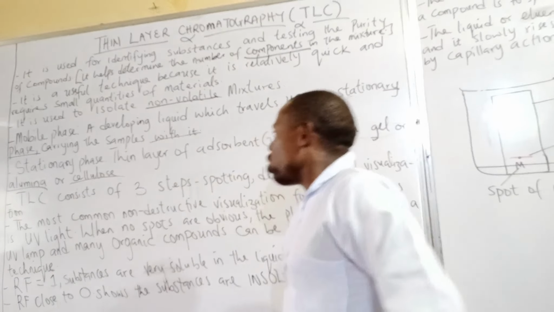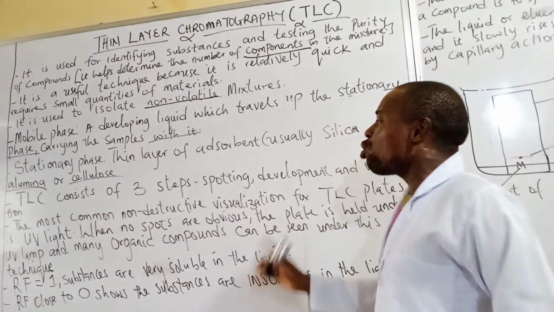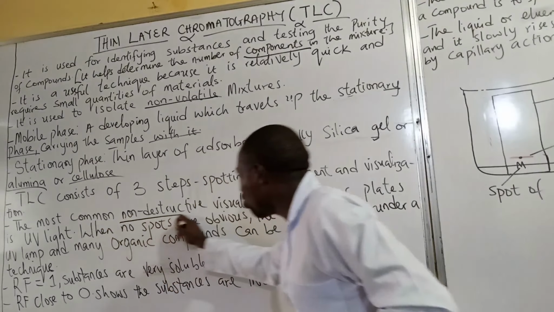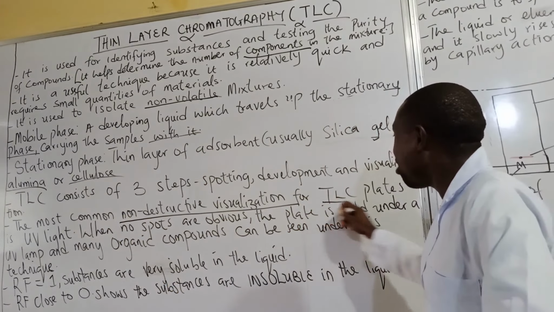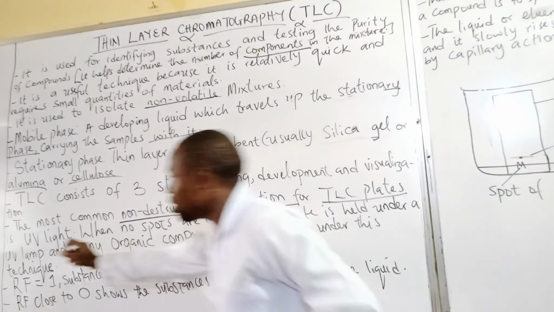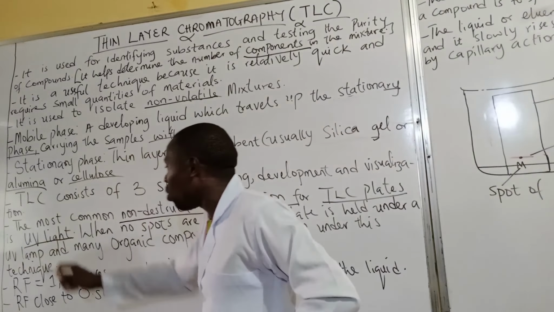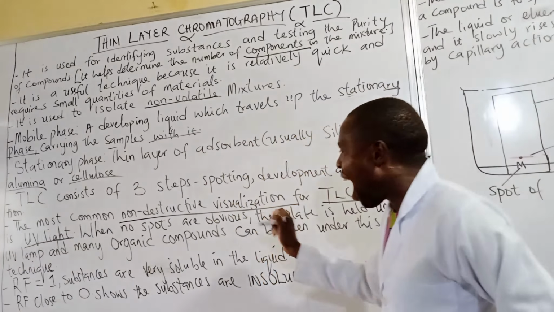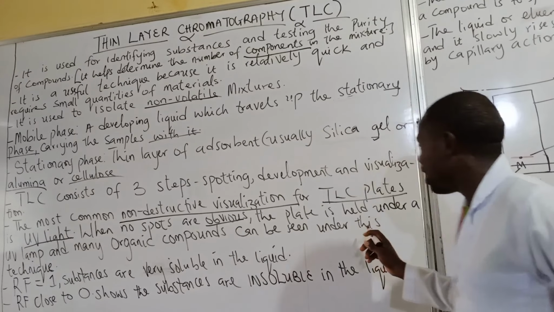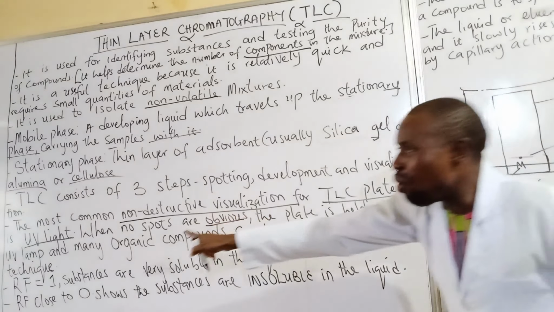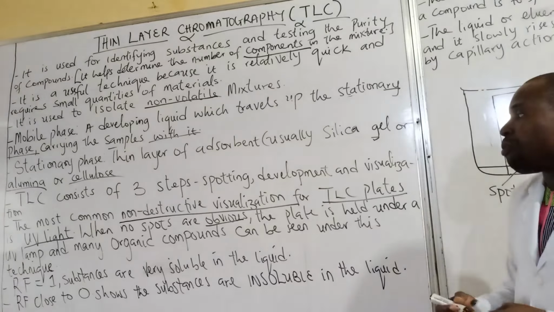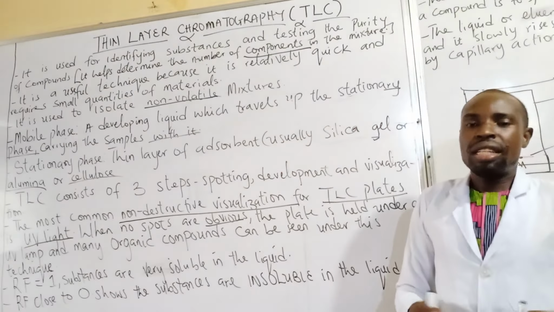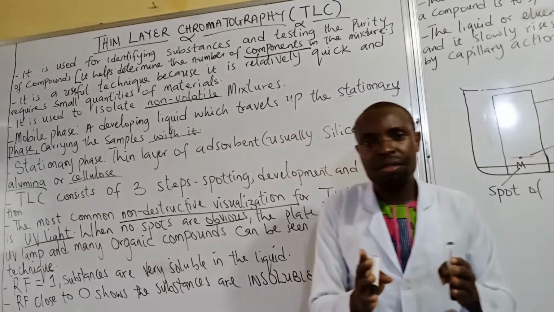Now, it will help you to understand that the most common non-destructive visualization for TLC plates is what now? The ultraviolet light. Now, do not forget that when no spots are obvious, the plate is held under a UV lamp, and many organic compounds can be seen under this technique. Now, we move straight down. All right.